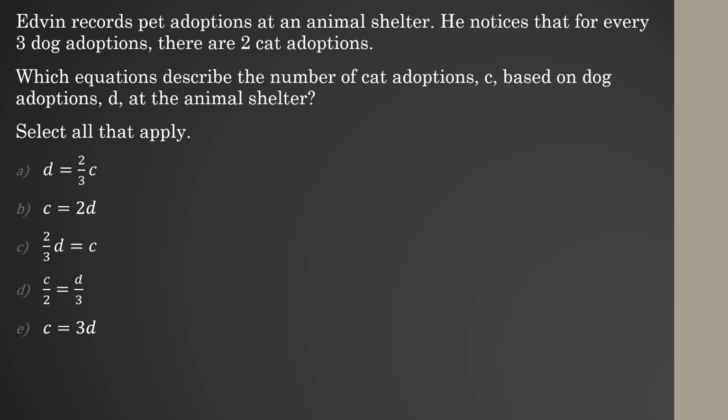Our next problem says that Edvin records pet adoptions at an animal shelter. He notices that for every 3 dog adoptions, there are 2 cat adoptions. Which equations describe the number of cat adoptions C based on dog adoptions D at the animal shelter? Select all that apply. Okay, so we know that there are 3 dog adoptions for every 2 cat adoptions. It looks like in all of our answer choices, they're prioritizing 2. So we have 2 cat adoptions for every 3 dog adoptions. From here, I know that C is cat and D is dog.